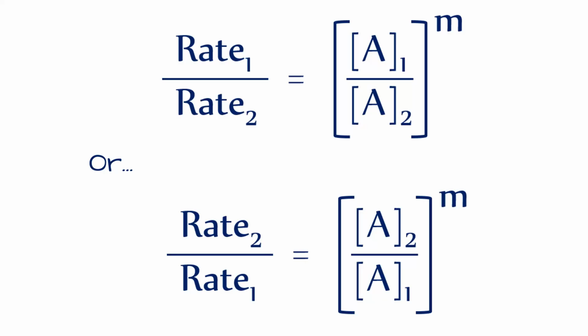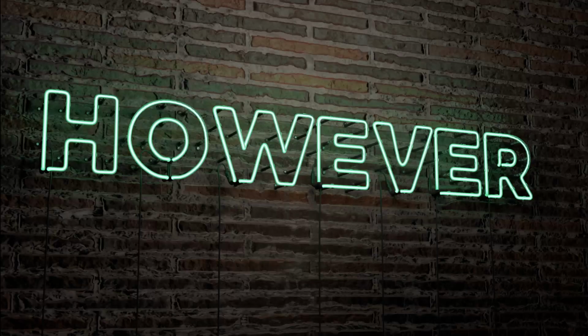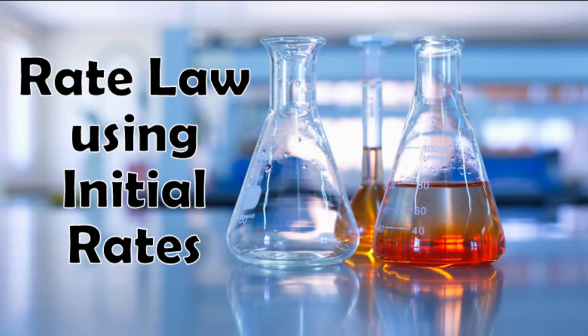The important thing is you keep it all the same. So if your rate 1 is on top of rate 2, you would make sure your concentration 1 is on top of concentration 2, and then raise that to the power of M. So long as you keep that the same, then you'll be grand. It works out either way. Having said that, it is generally easier and less error-prone to put the larger values on top. It's not a rule, it's just for convenience. So that's a bit of a deeper dive into reaction rate using the rate law.